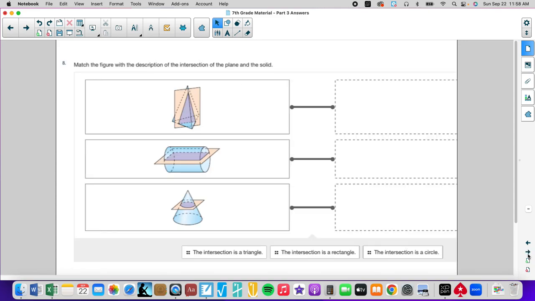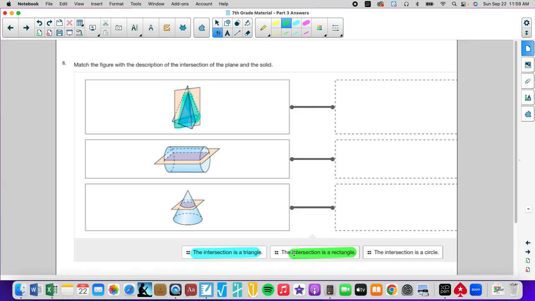This is another good one. This is interesting. There's some very cool, especially with that bottom figure, intersections on cones. What do they produce? So match the figure with the description of the intersection on the plane. So this is kind of easy to me. The intersection is a triangle. We see the triangle right there.